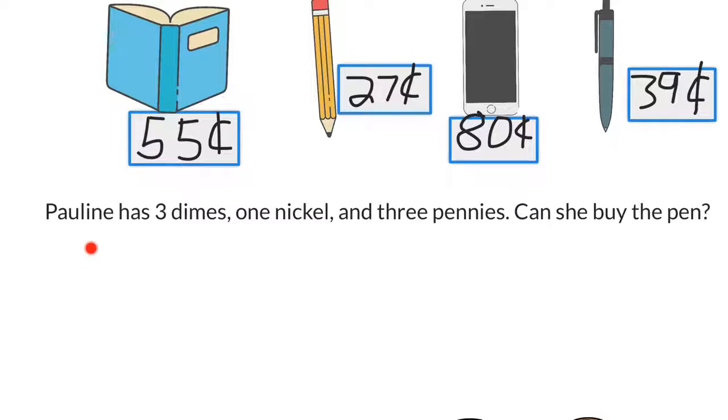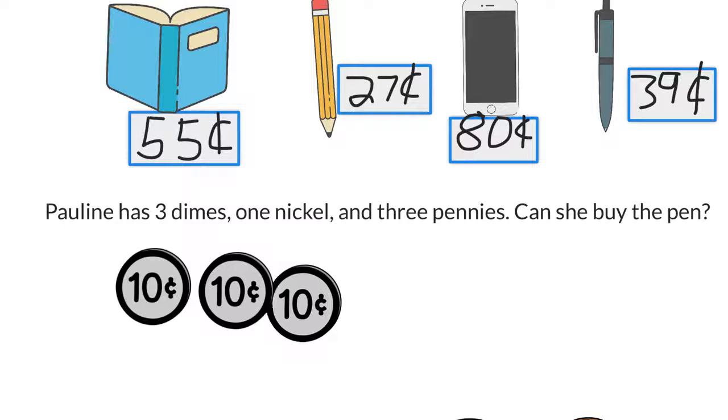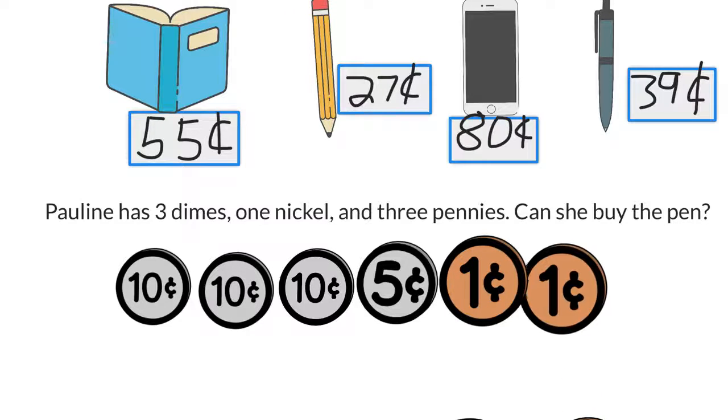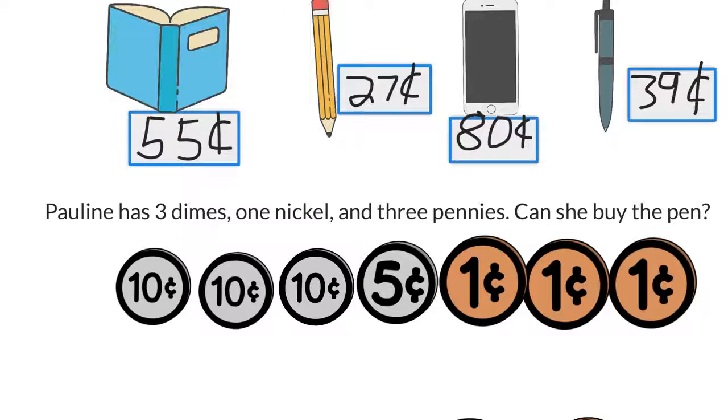Our word problem is, Pauline has 3 dimes, 1 nickel, and 3 pennies. Can she buy the pen? So right now we don't know that until we start building the money and then totaling it. So we're going to bring in our 3 dimes first, our nickel, and then our 3 pennies. So now we see the money.